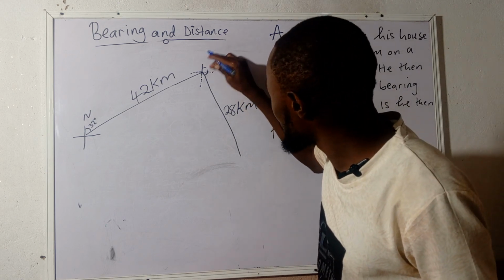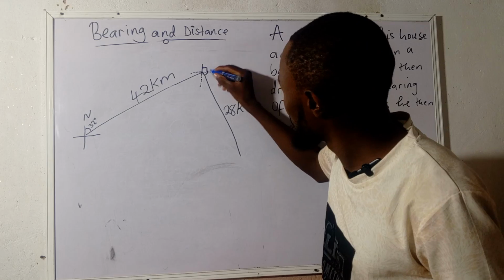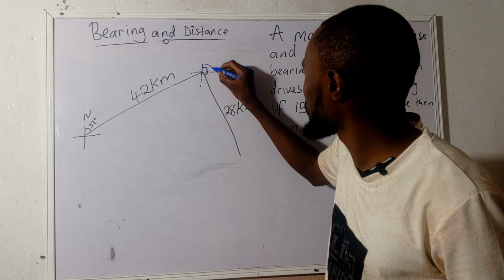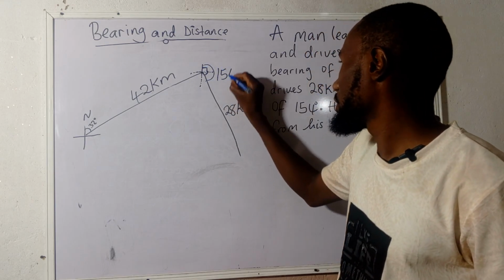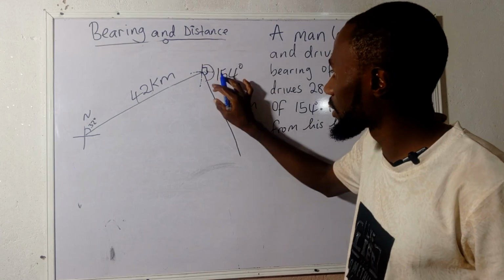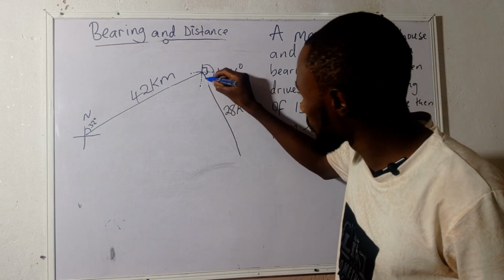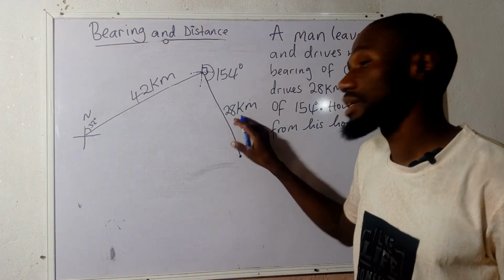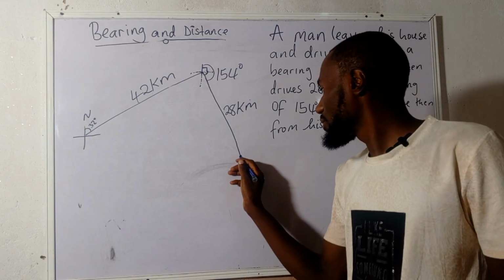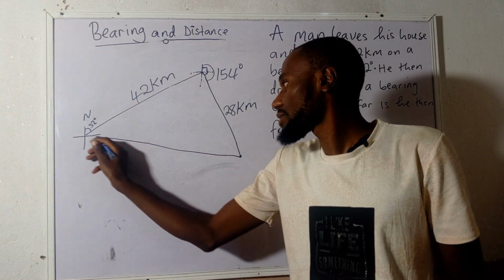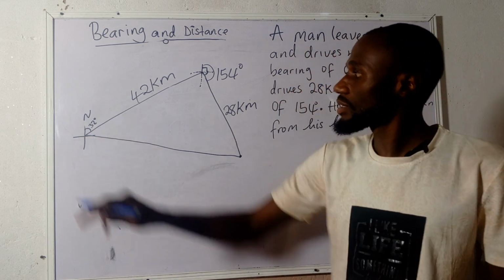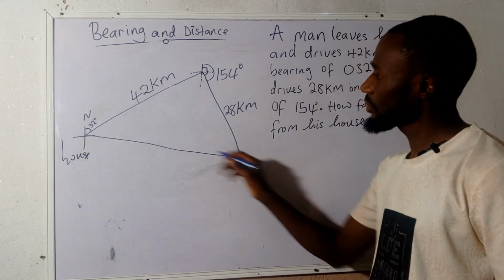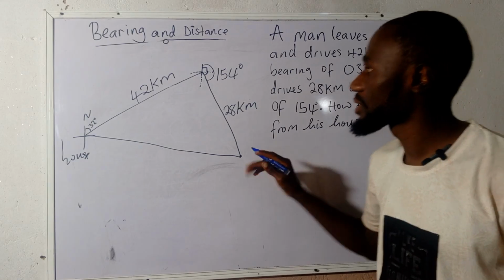If you consider this is the right angle, angle 90, we form an angle of 64 degrees, making the total angle here 154 degrees. He makes it from here to here. Then he continues with the journey until he covers the distance of 28 kilometers. Therefore, we are going to calculate the distance from his starting point, that is, from his house. Assuming this is his house, we are going to calculate how far he is from his house.